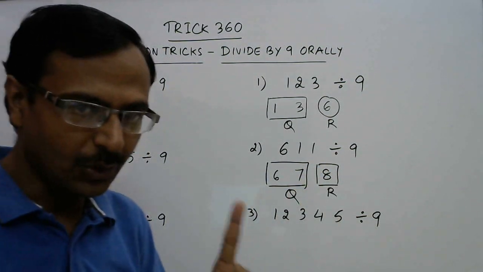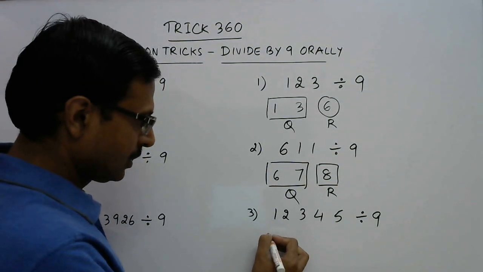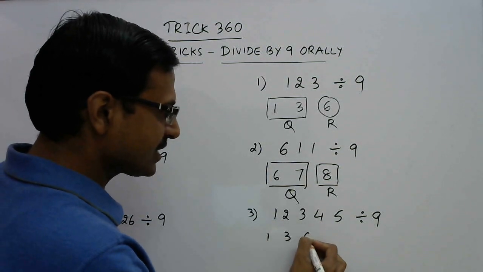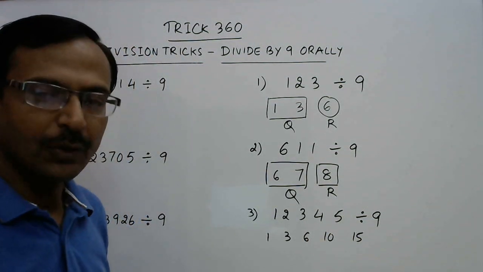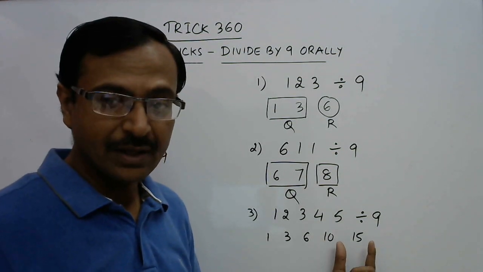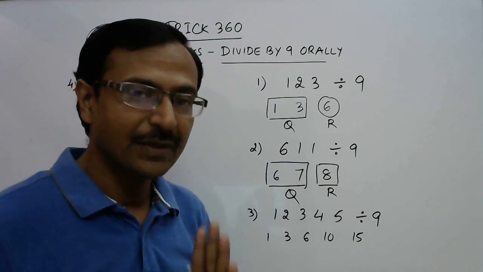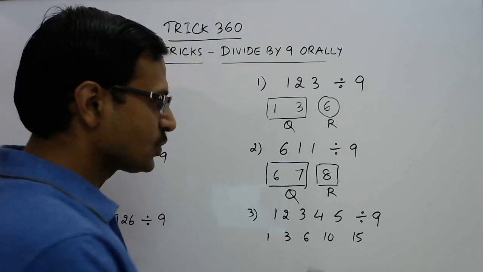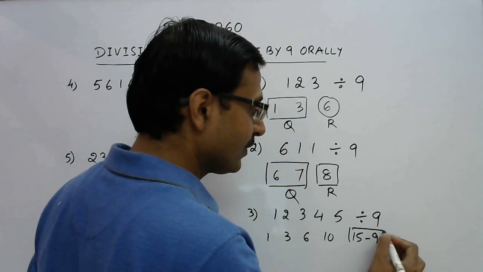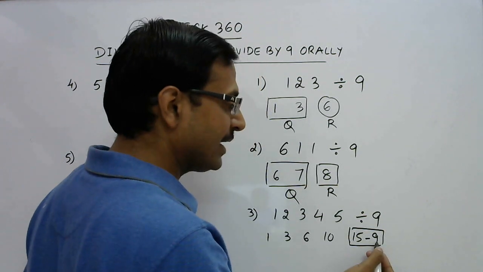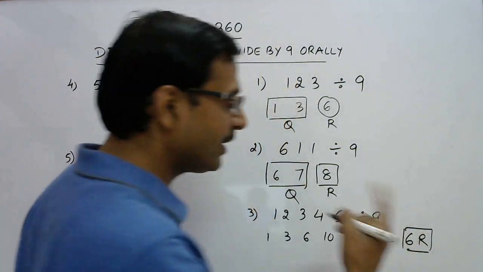Apply it here. Now the situation will be a little bit tricky. 1, 1 plus 2, 3, 3 plus 3, 6, 6 plus 4, 10, 10 plus 5, 15. Now you see the last number. The last number is larger than the divisor, that is 9. And we cannot have a remainder which is greater than the divisor. So we can subtract 9 from this, and since one multiple of 9 is subtracted, we get the remainder, that is 6. So 6 is the remainder.